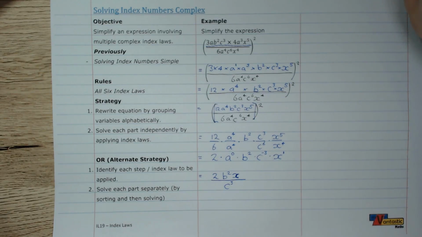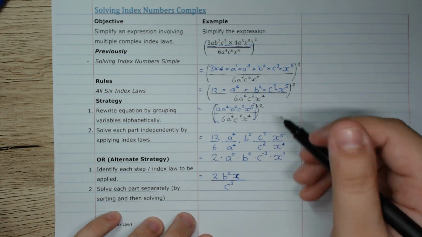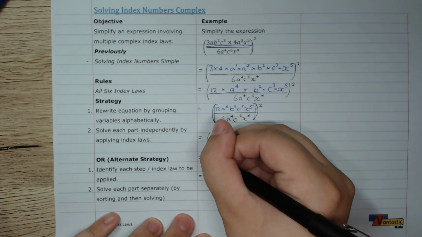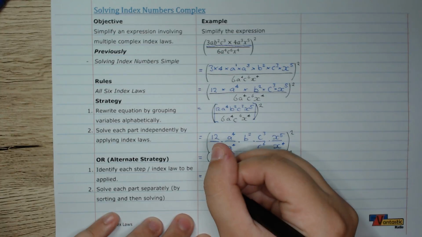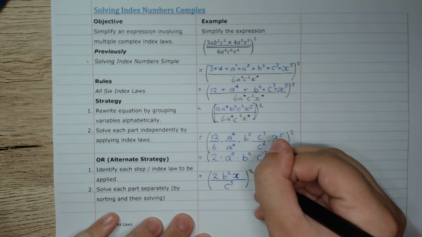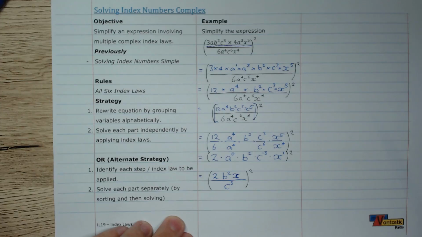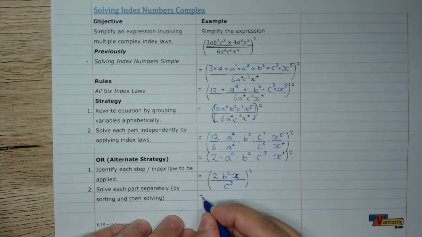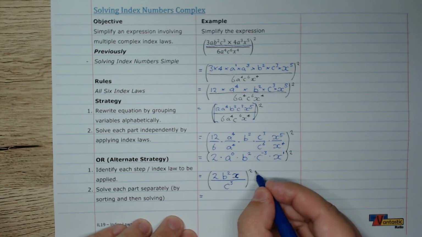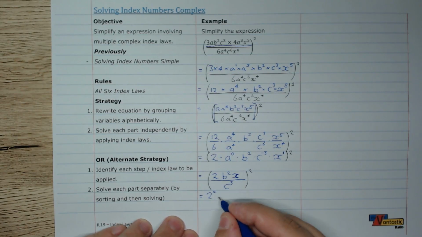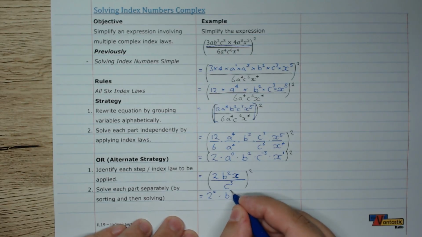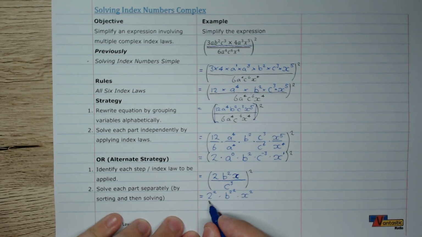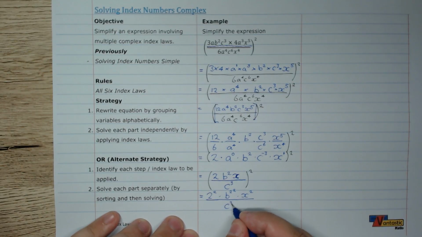Not quite done yet, because we still had this to the power of 2. So again, I'll rewrite it in black. So to the power of 2. Alright, now we'll take care of the squared. Equals 2 to the power of 2 times b to the power of 2 to the power of 2 times x to the power of 2 divided by c^3 to the power of 2.